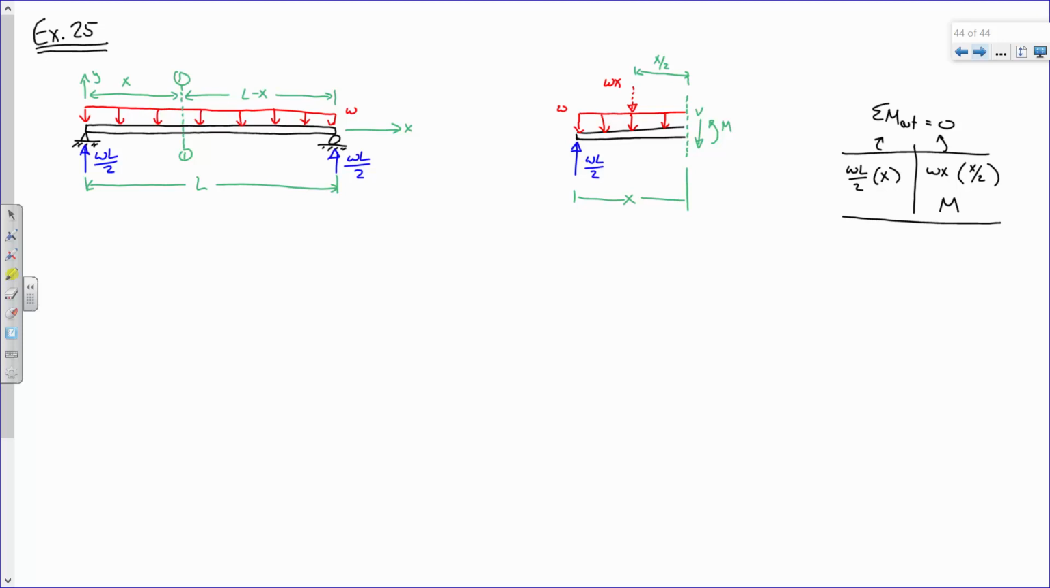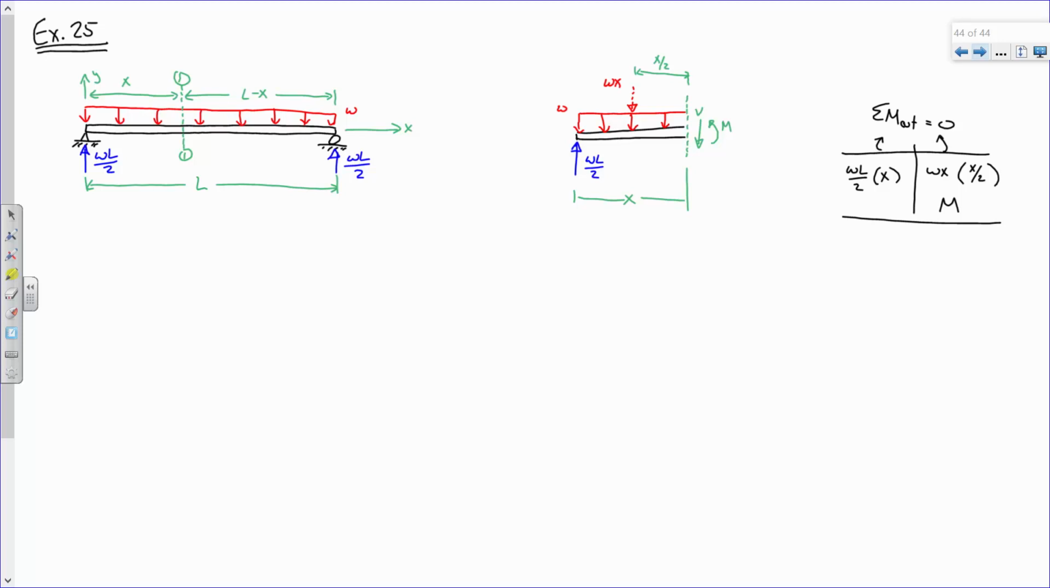Okay? Now, did I go too fast with that? Is everybody okay with that? I'm summing moments at the cut, so I've got the reaction times X, the distributed load times X over 2, and then I have the moment. I don't have to worry about the shear because it's going right through the cut. Okay? Everybody okay with that?